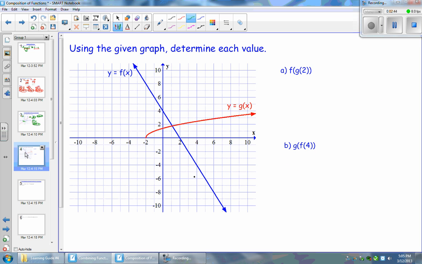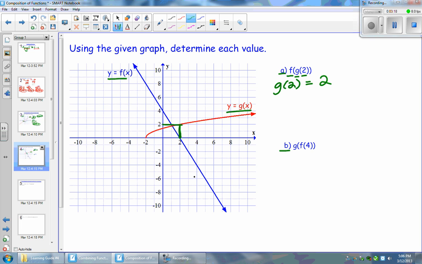Let's take a look at another set of graphs here. We have a blue linear graph, and we have a red radical function. Once again, we have two different compositions to evaluate. Let's take a look at part A. We want to find the value of f of g of positive 2. You're going to evaluate the inside function, which is g of 2. We're looking at the red curve here. x is equal to 2 is right there. The corresponding y value on that red graph is equal to positive 2.